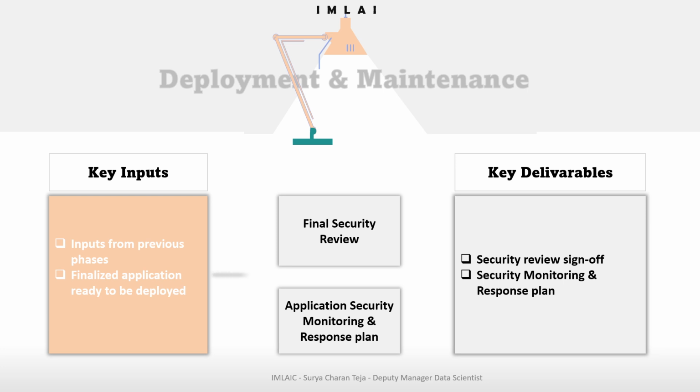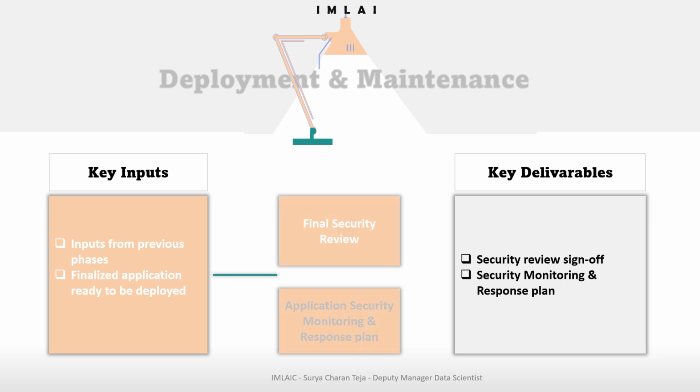So for that, there are a few more steps in between. You have to do a final security review that will be done by the security team. Then application security monitoring and a response plan. These are the two more stages that you are going to follow before you deliver the product or the application to the end user or customer. So once the final security review and application security monitoring and response plan are done, now it's time to deliver.